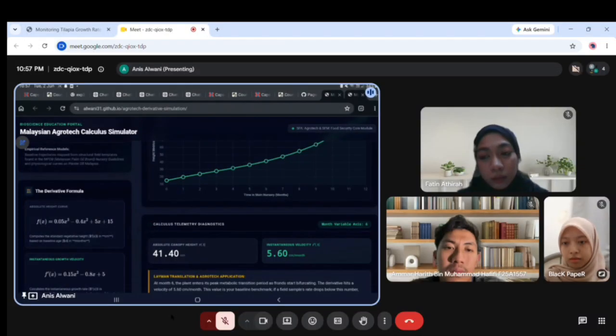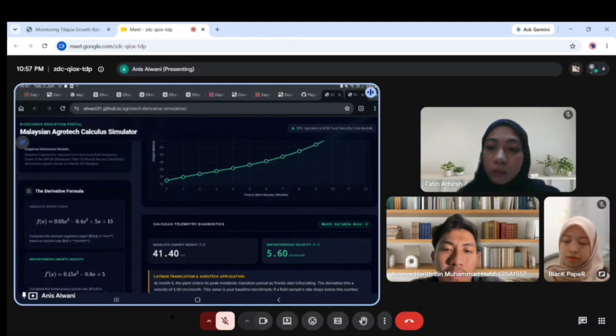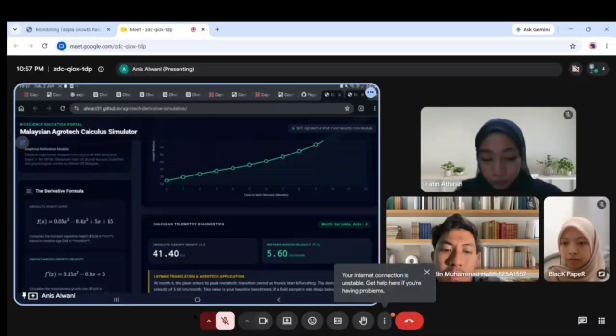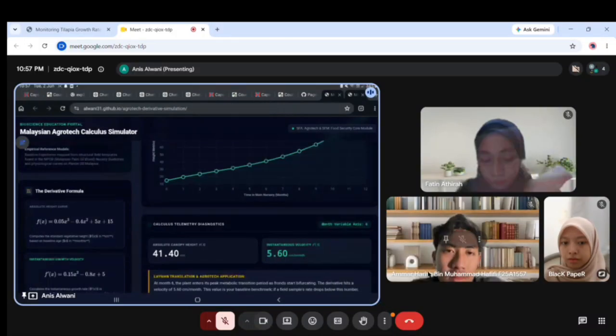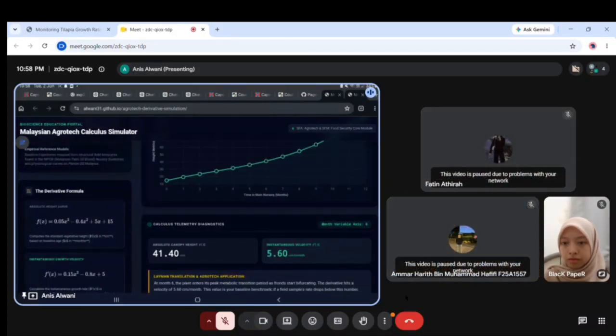So the conclusion is that the agriculture derivative simulation is an educational agriculture technology. By using it to analyze rate of change, the simulation helps users better understand growth patterns and demonstrates the importance of climate in modern agriculture.